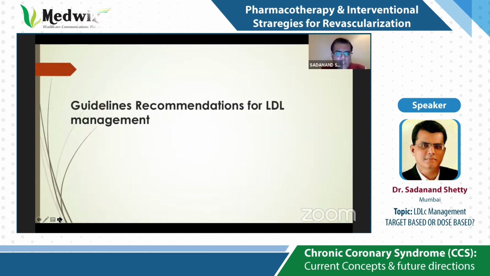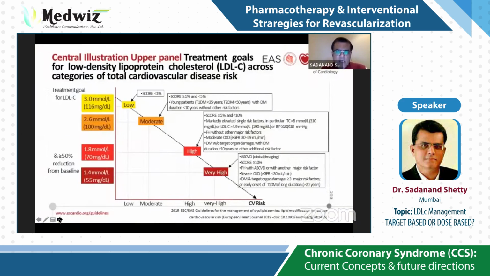Now, if you see the guideline for LDLc management, this is the European guideline which was presented last year. Both the ESC, European Society of Cardiology, and the European Atherosclerosis Society have classified risk into low, moderate, high, and very high based on the SCORE level. Less than 1 is low, more than 10 is very high, between 1 to 5 is moderate, and high is between 5 to 10. They said in low and moderate, the LDL treatment goal is about 115 for low, 100 in moderate, whereas high is 70 and very high is 55.